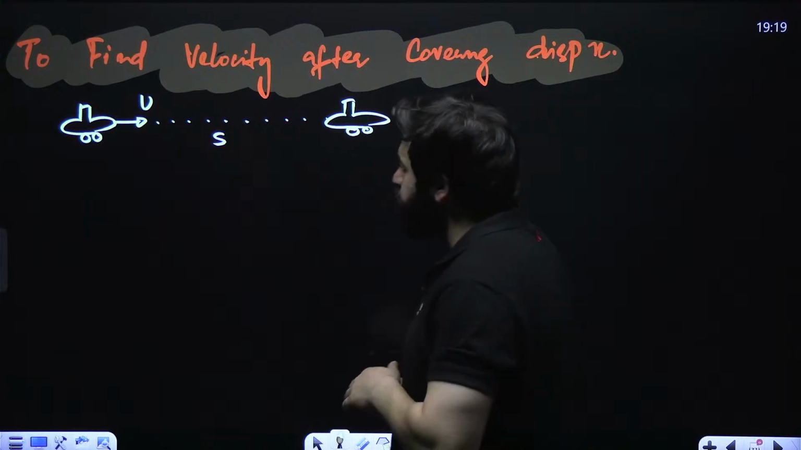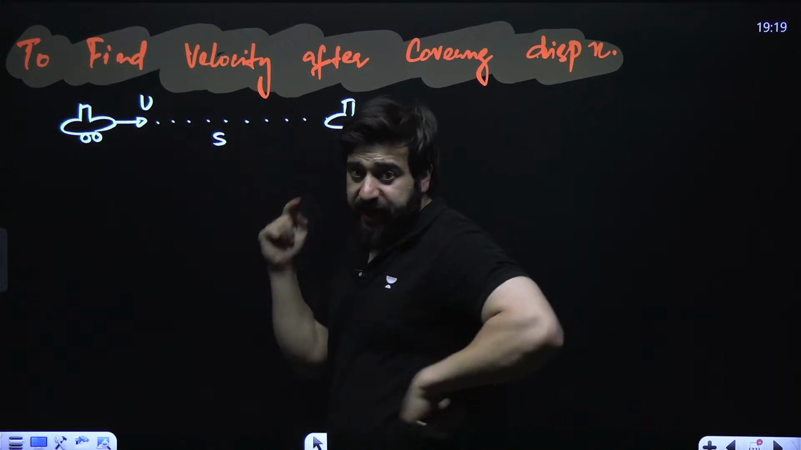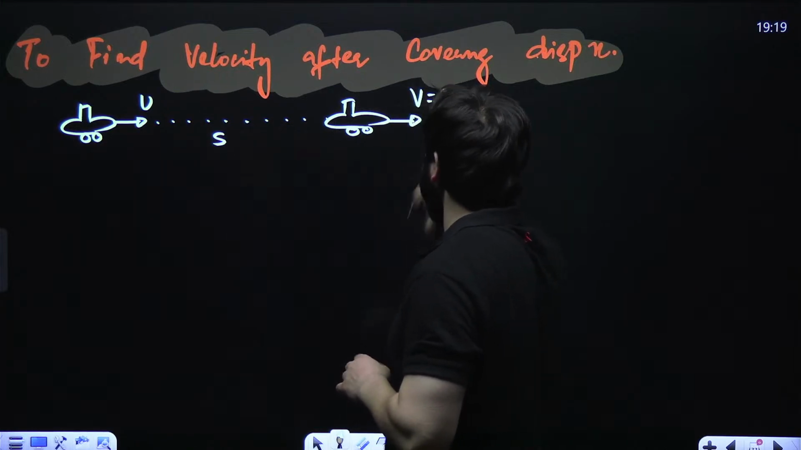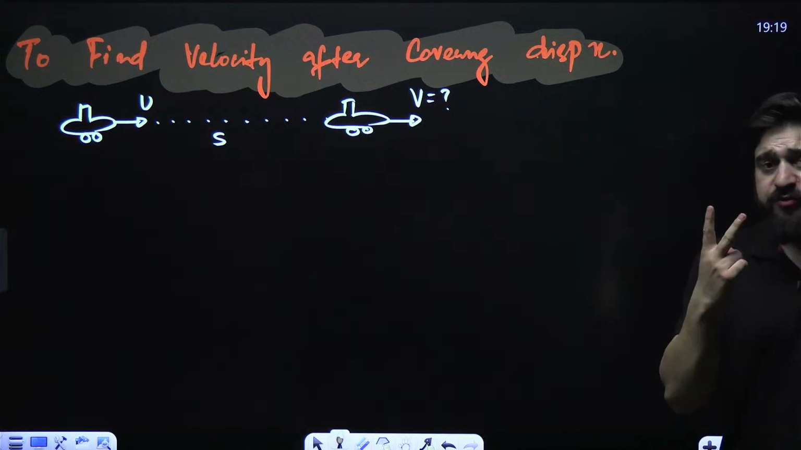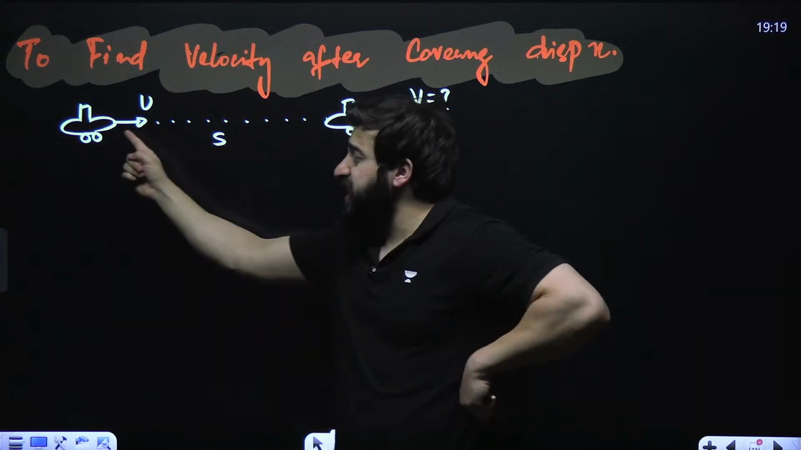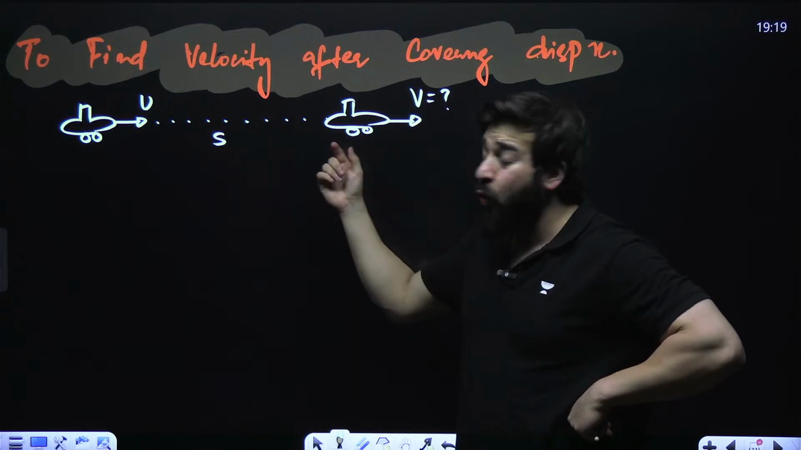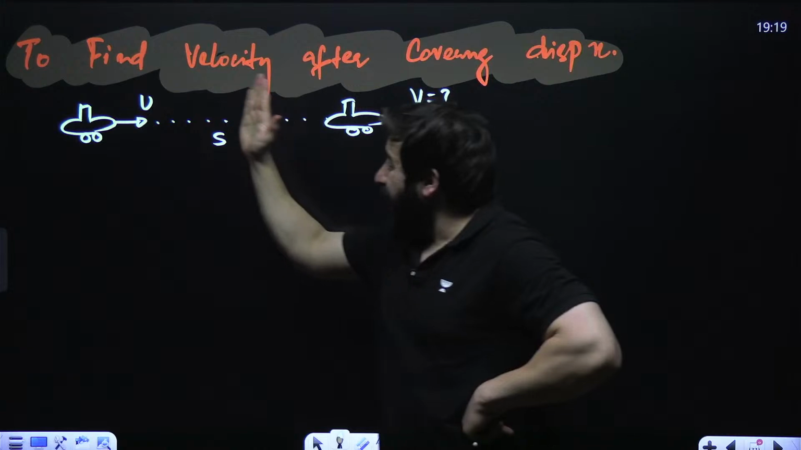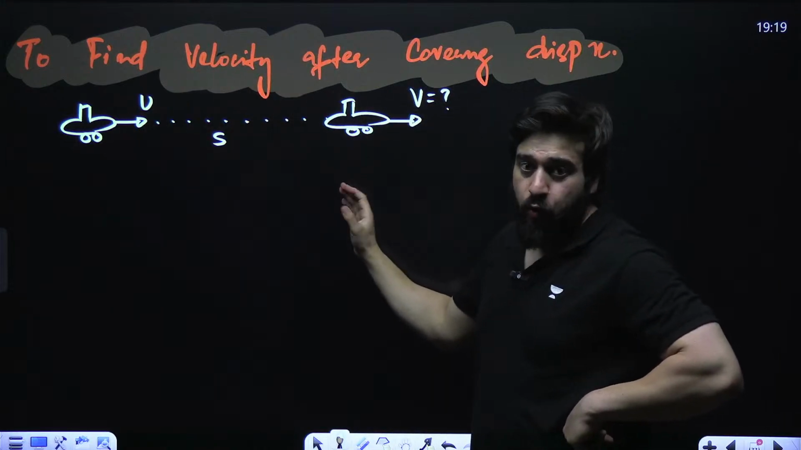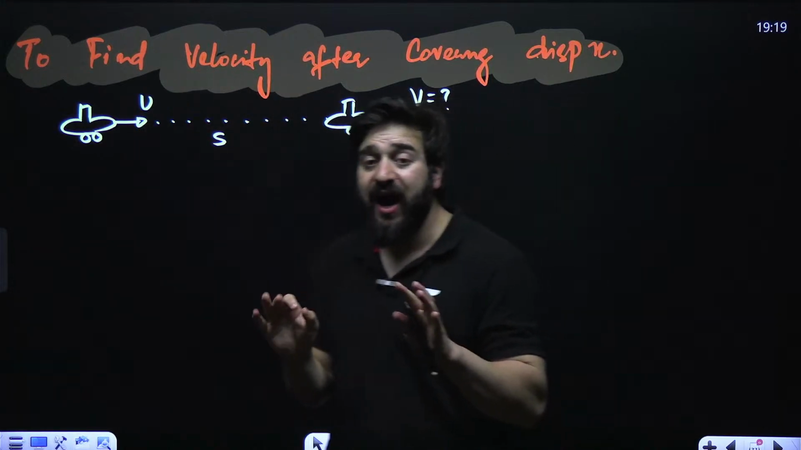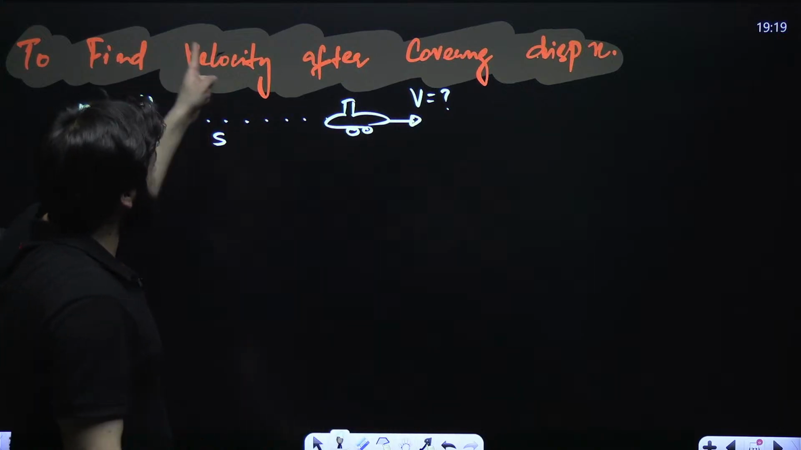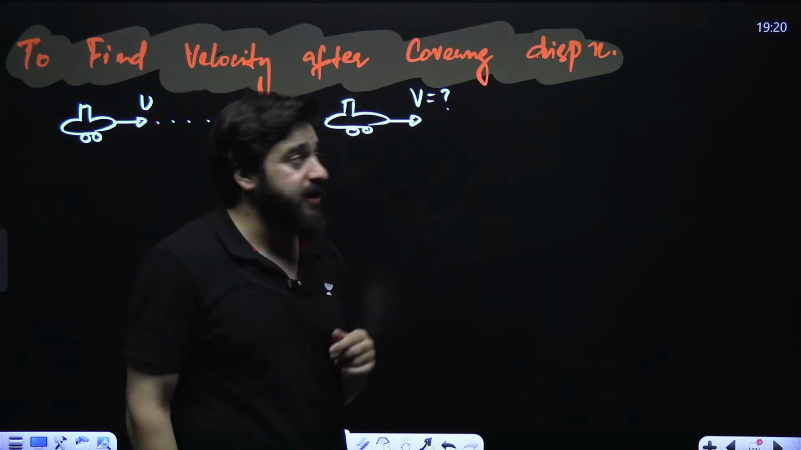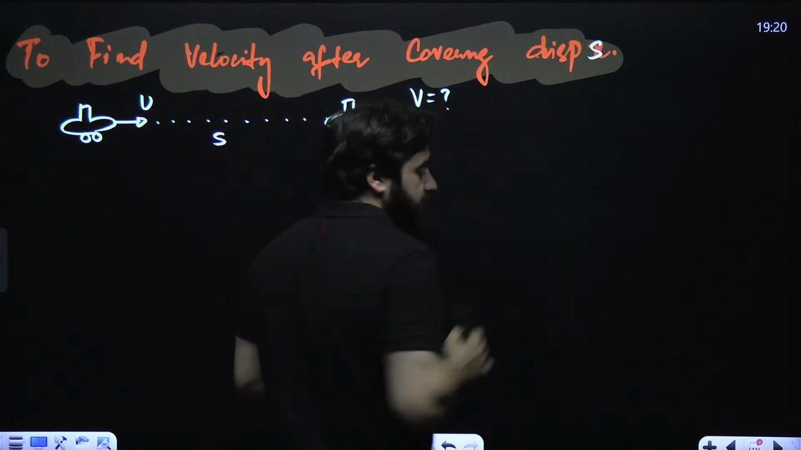I am asking you, after covering the displacement s, what is the final velocity of the car? These are two different questions. If I say after time t, what is the displacement of the car, that is question number 1. The next question is, after a displacement s, what is the velocity of the car? To find the velocity after displacement, we use s over here.